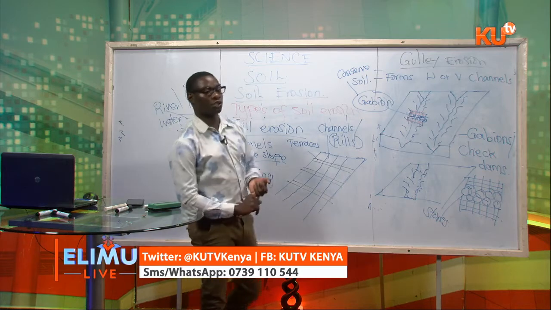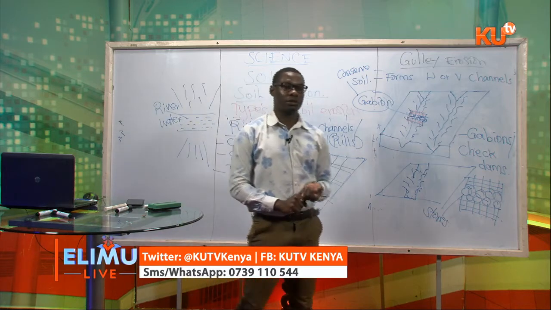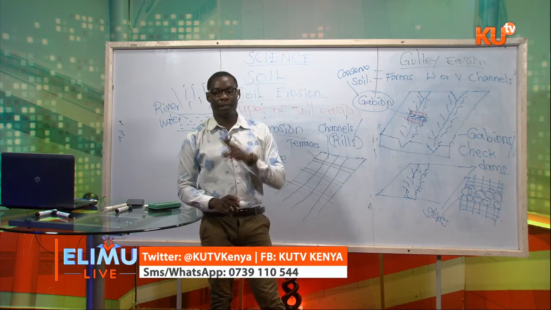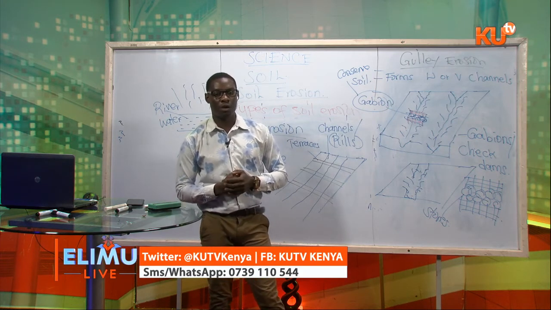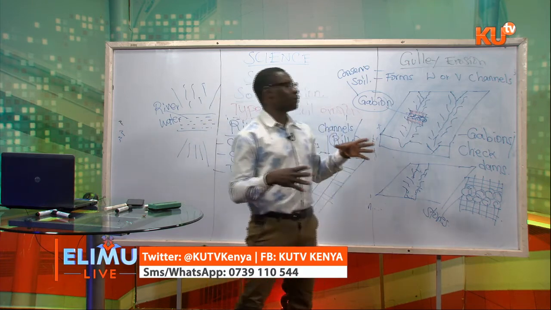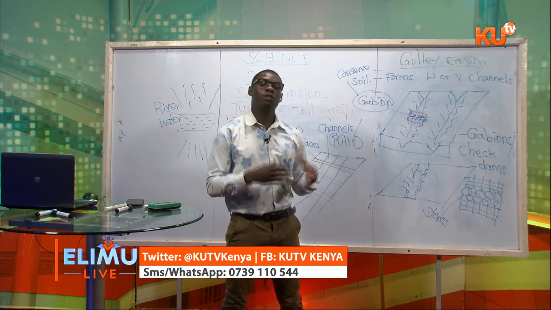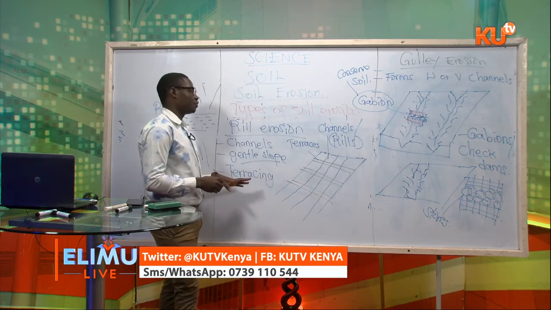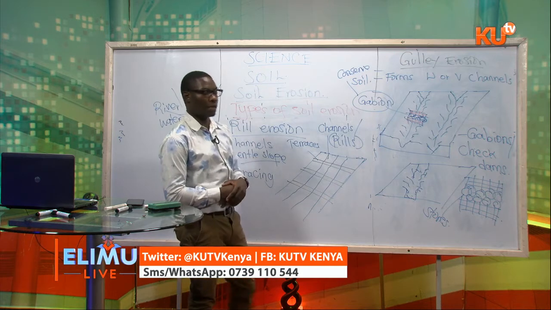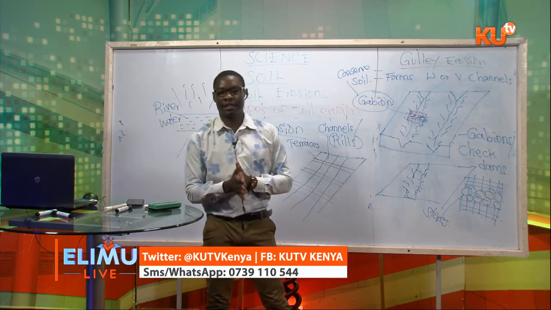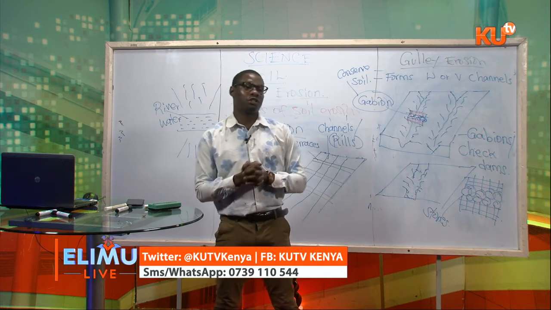We have splash erosion, also called spatter erosion, or also called raindrop erosion. Then number 2, we have sheet erosion, which occurs in form of landslides. Then number 3, we have rill erosion, which forms channels on the ground. Then the last one, we have what we call gully erosion, which is best controlled by construction of gabions or check dams.